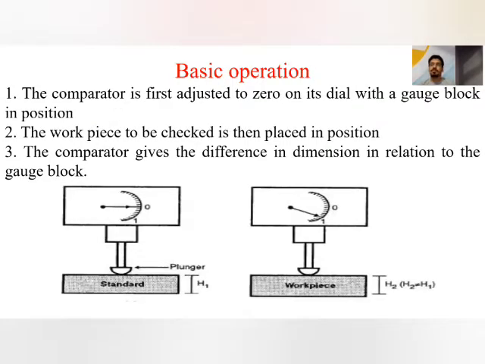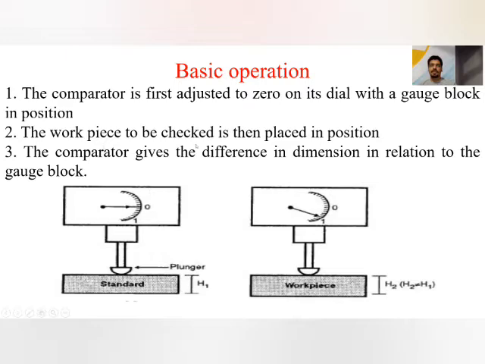So what is the basic principle of comparator? The basic principle of comparator is shown in these two diagrams. First, we have to put the standard, and over that standard, we have to fix our comparator in such a way that by putting the plunger on the standard, it will show you zero reading. It means when the plunger is touching the standard, it will show zero reading on the scale of the comparator.